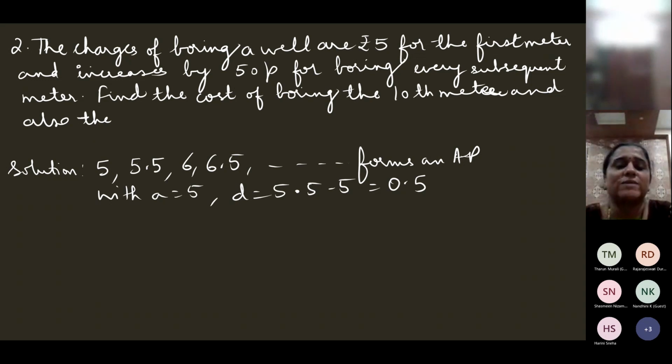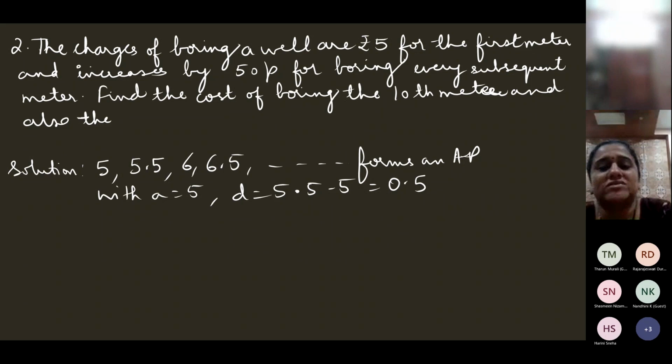So what does 5.5 represent? It is a charge for boring the second meter alone. Only the second meter. So what will be the charges of boring 2 meters? 2 meters meaning the first and second meter. It is 10.5.